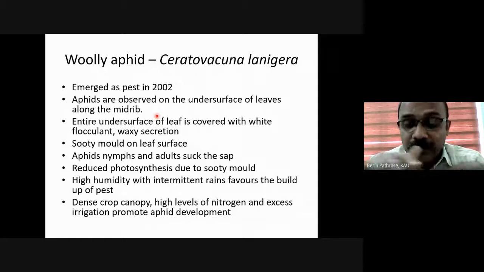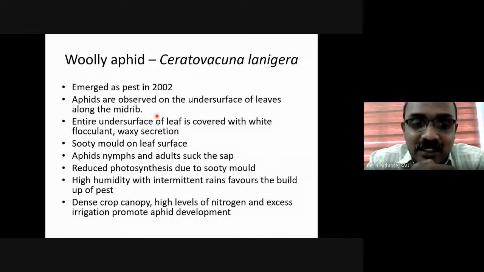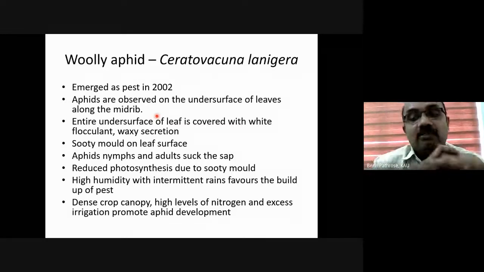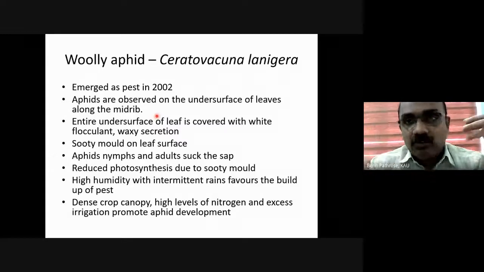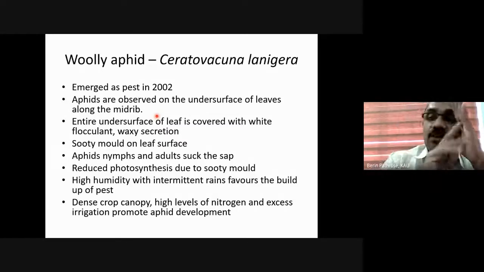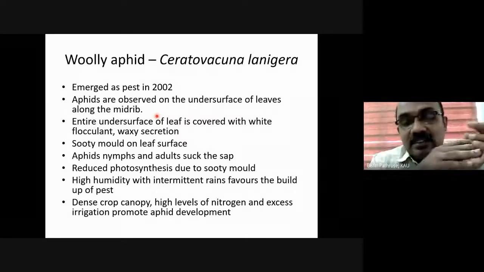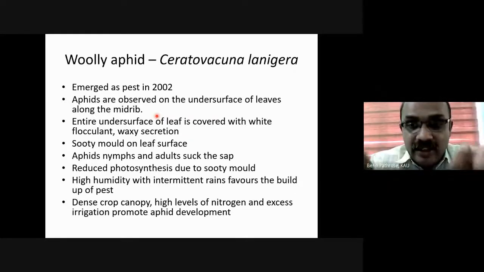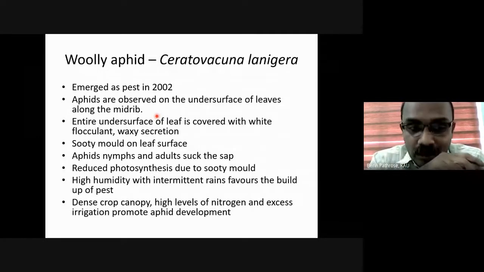Because of the sooty mold growth on the leaf surface, photosynthesis will be affected and yield will be affected. This is an aphid covered with white waxy flocculent secretion. It will be seen on the undersurface of the leaf, initially on either side of the midrib, but later it covers the entire undersurface of the leaf. Adults and nymphs suck the sap and excrete honeydew. Once the honeydew falls over the leaf surface, it leads to the formation of sooty mold.